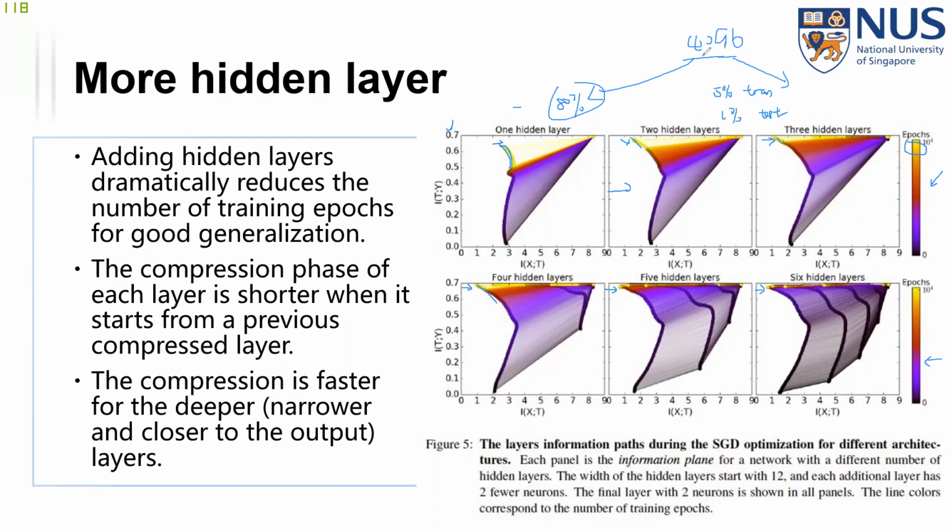They say it is mainly because the compression phase is faster in deeper networks. So that means it will make the mutual dependency between X and each layer decrease sooner. Yep, that's what they claim.